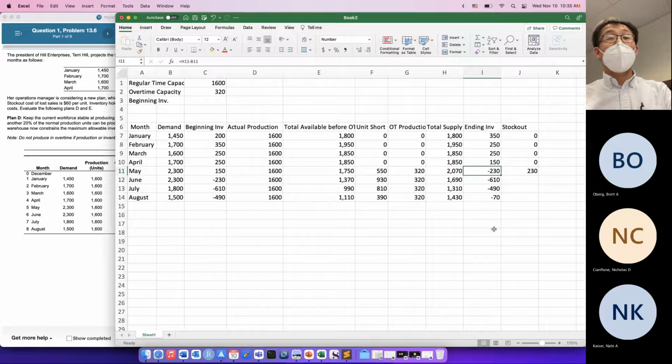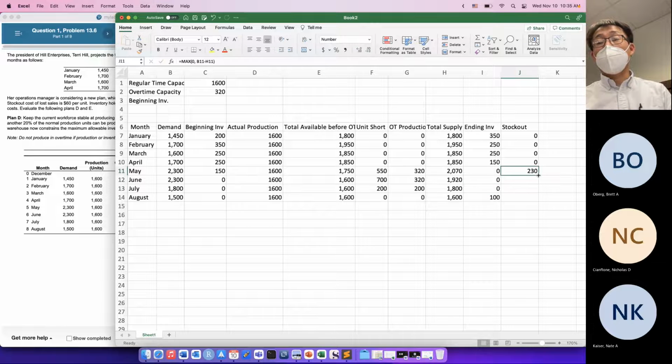Does it make sense? This part will need to be evaluated to 0, because there's no ending inventory there. We're having a stock out happening. So anytime you see a negative in the ending, it's just a stock out.